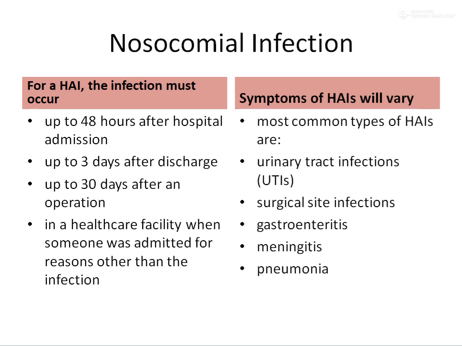And in a healthcare facility, when someone was admitted for reasons other than the infection, and he gets a particular infection, I'll give an example. A person is going for a hand surgery, and the surgery is conducted, and further on, he gets another infection, not on the hand but on certain other parts of his body, after 48 hours of hospital admission. If he gets this unrelated infection from the hospital, then that is classified as a nosocomial infection.